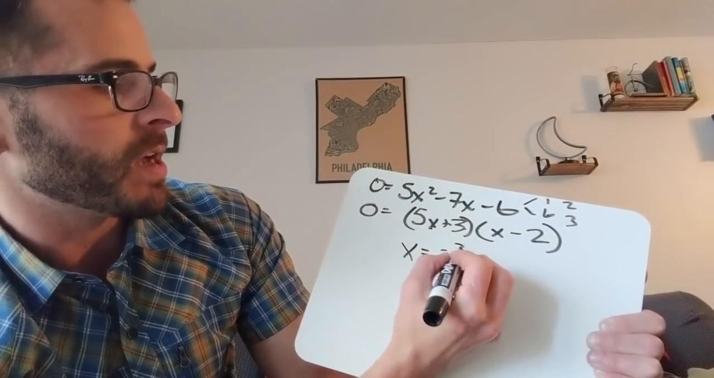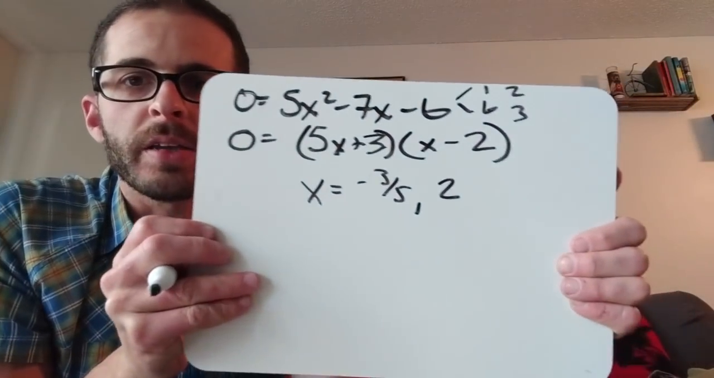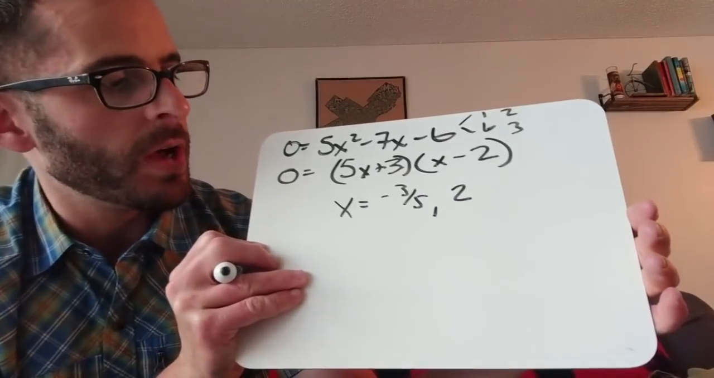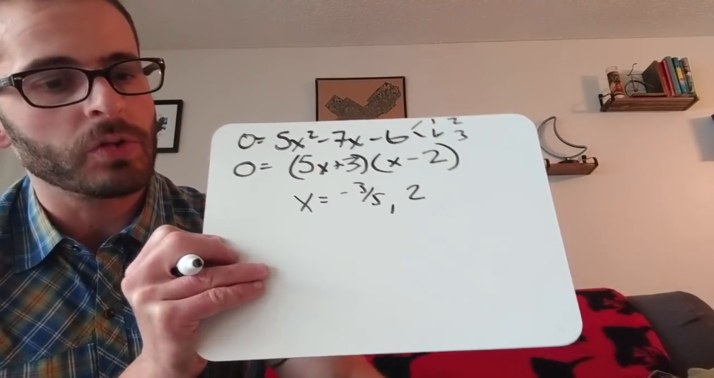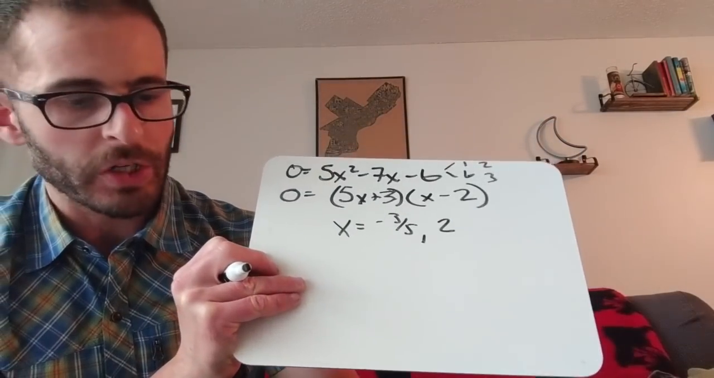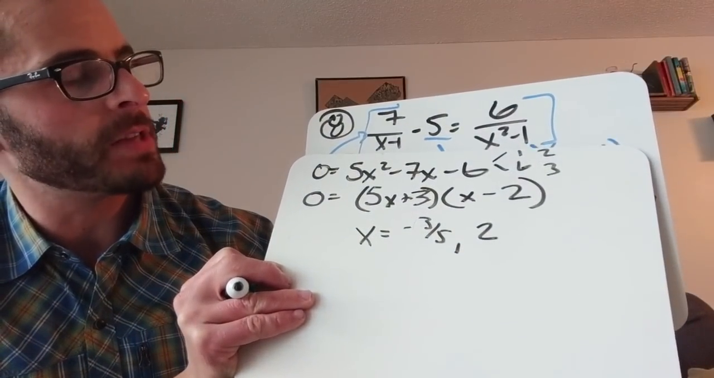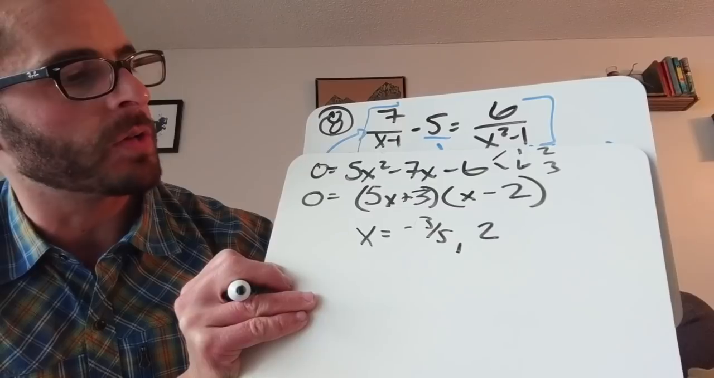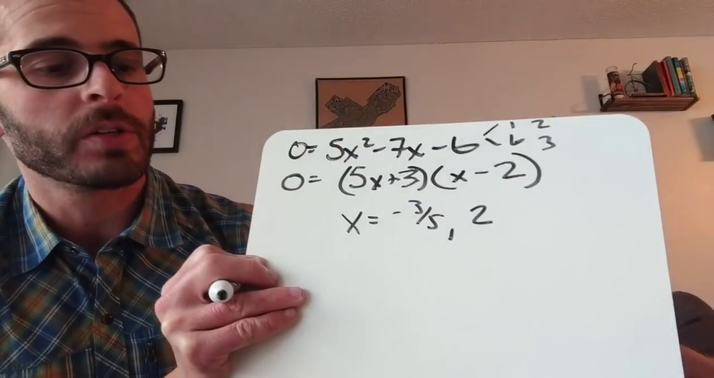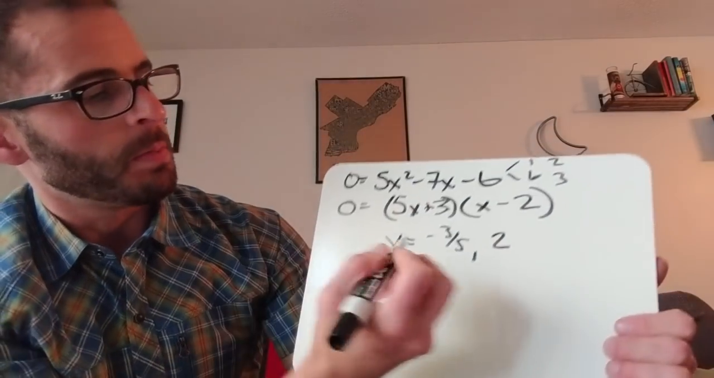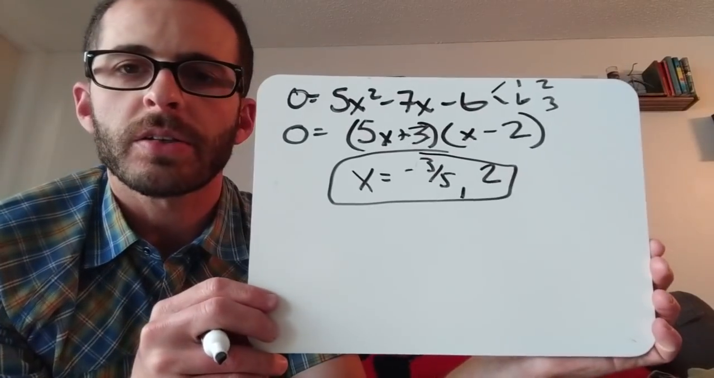Top, bottom, change the sign. Change the sign. So I think these are my answers. Negative 3 over 5 and 2. So let's go to our question. If I plug in negative 3 over 5 in the denominator, does it make any of the denominators 0? Nope. If I plug in 2 to any of the denominators, does it make it 0? Nope. So I am correct. Both of these are our answers.